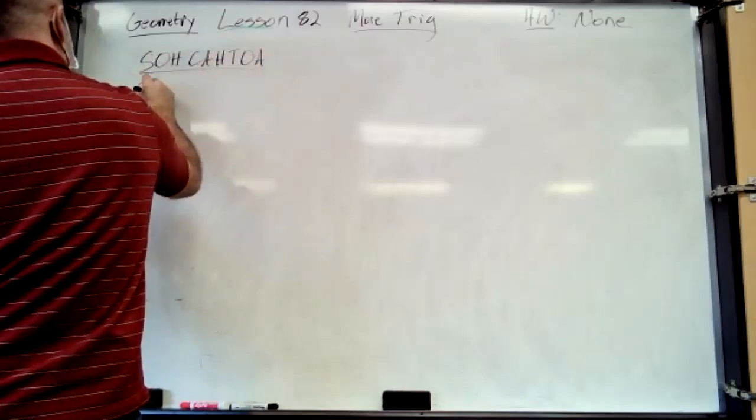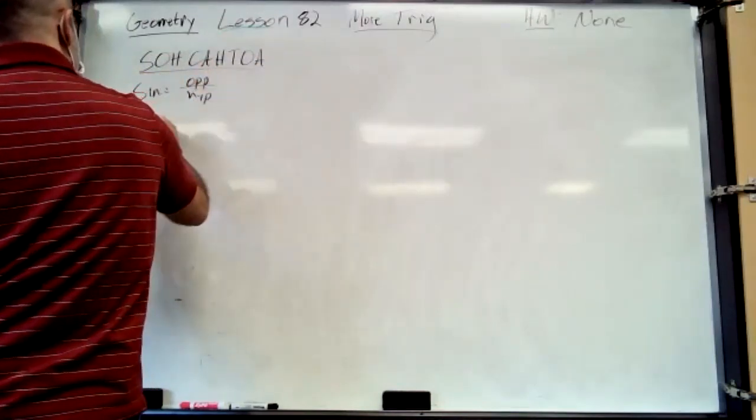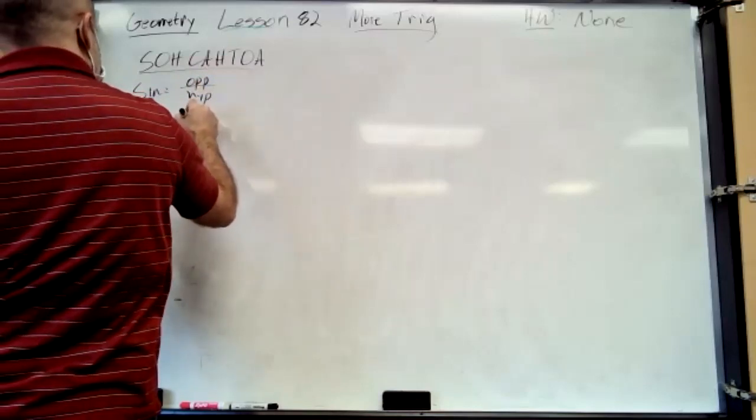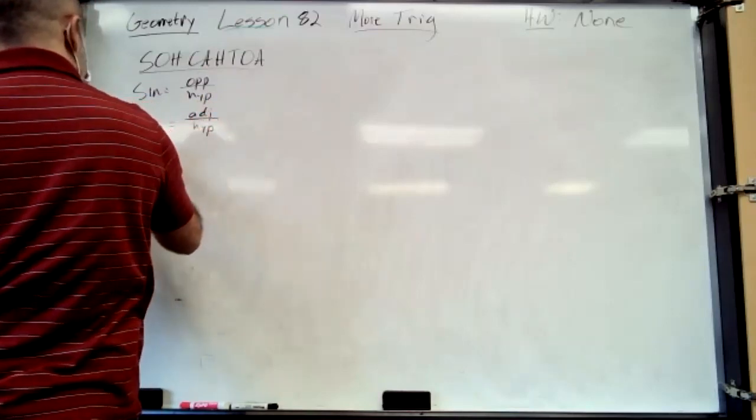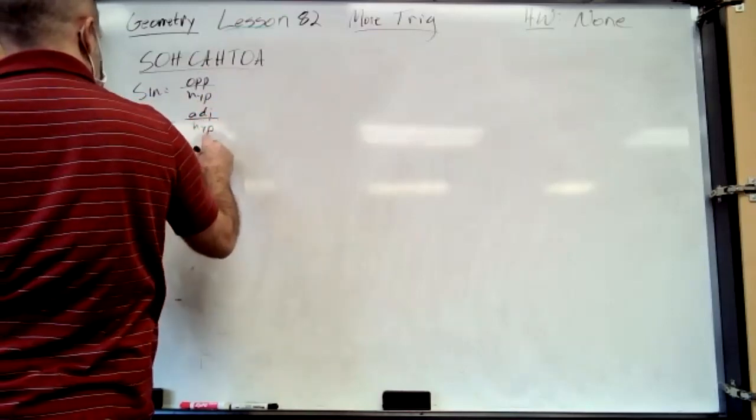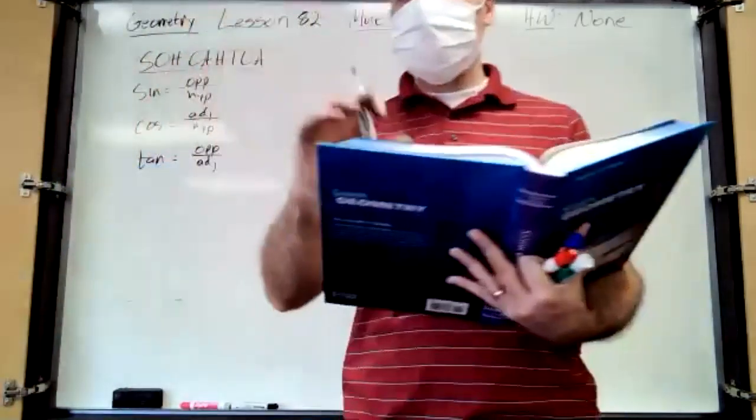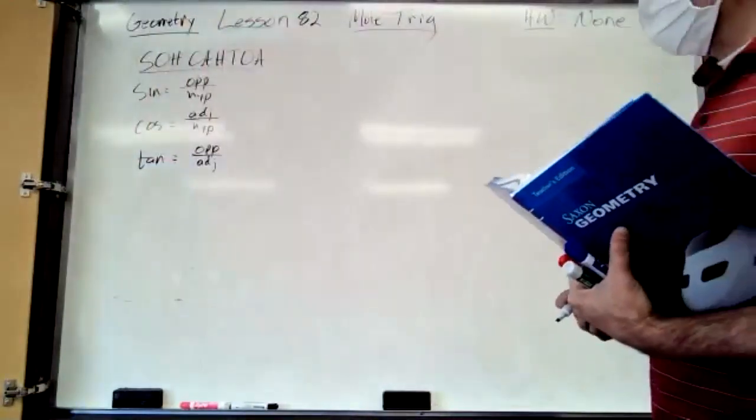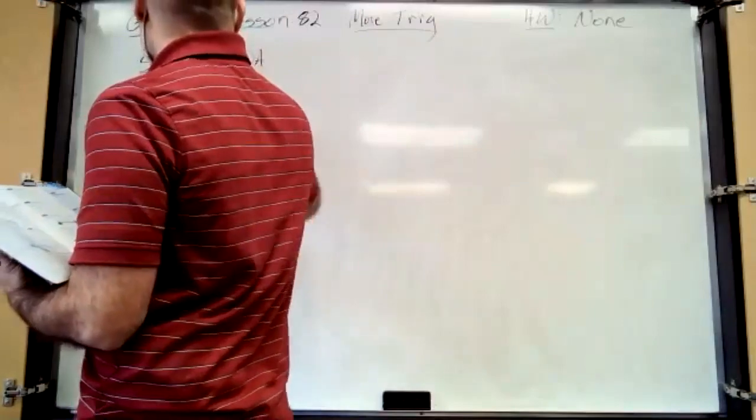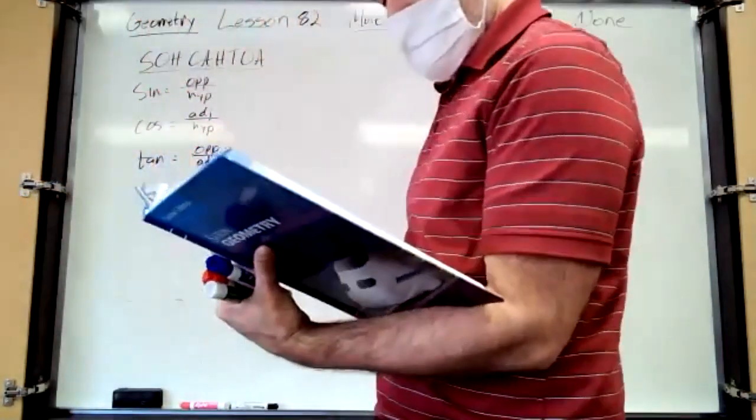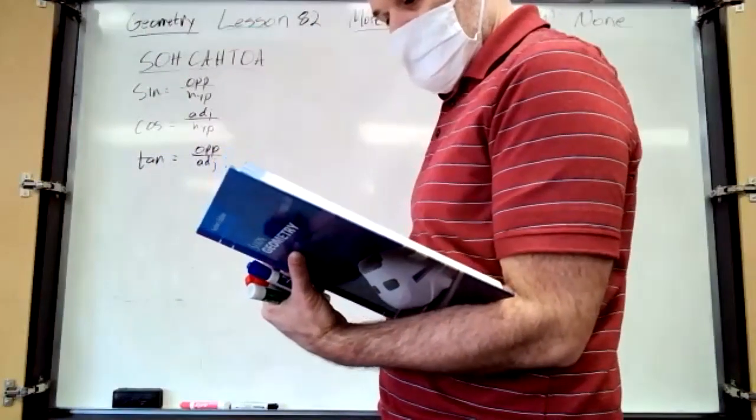Okay, so sine equals opposite over hypotenuse. Cosine equals adjacent over hypotenuse. And tangent equals opposite over adjacent. Okay, so far so good. SOHCAHTOA is just a little acronym that helps you remember all the different functions of trig, the trigonometric functions. Okay. So there are some more functions.